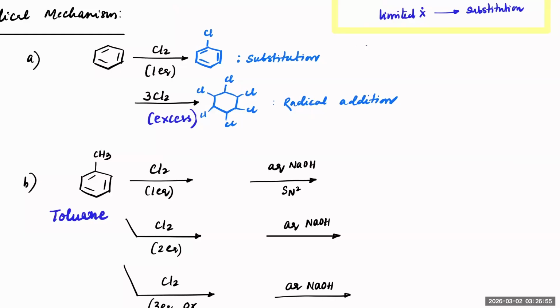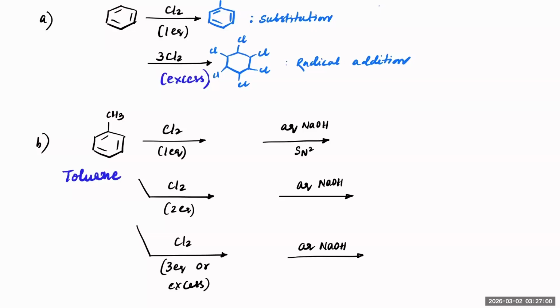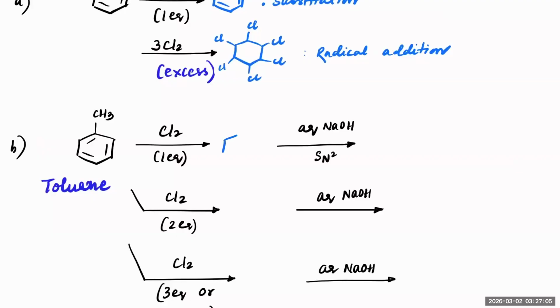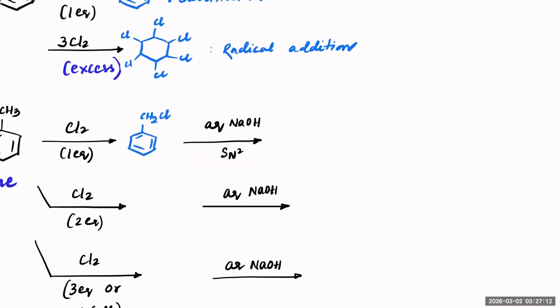Next, in case you have toluene instead of benzene, that is, a methyl group on benzene this way, you will notice that with one equivalent of chlorine, you will get radical substitution on the benzyl carbon. Why? If you compare the stability of CH2 dot versus the benzene ring dot, you know that this radical is more stable. Benzyl radical is more stable. That's why chlorine will go here.